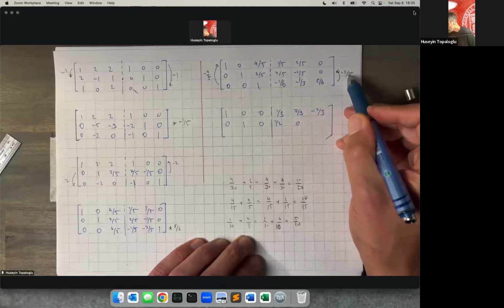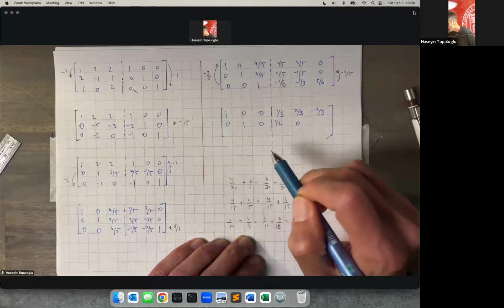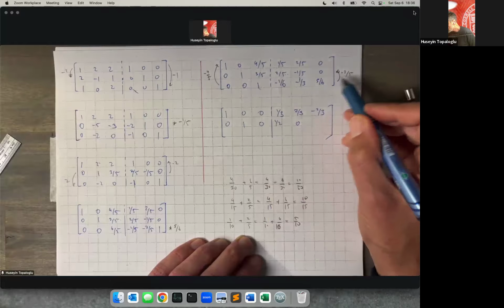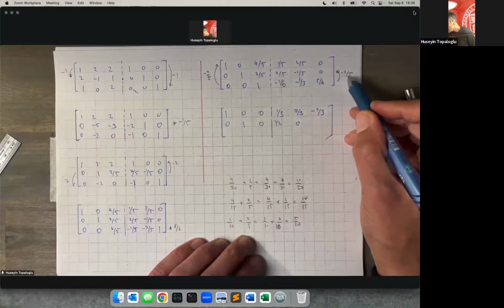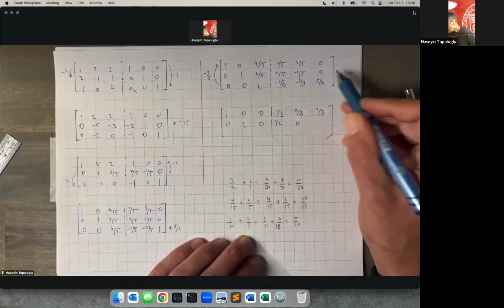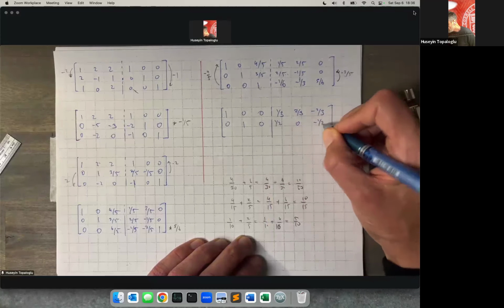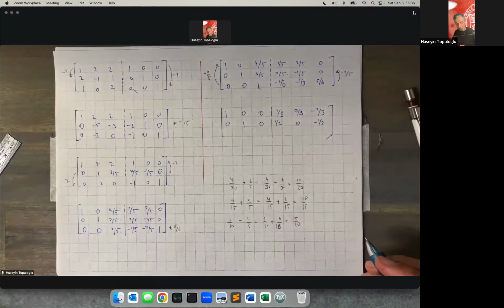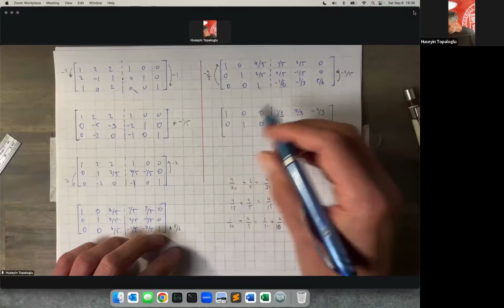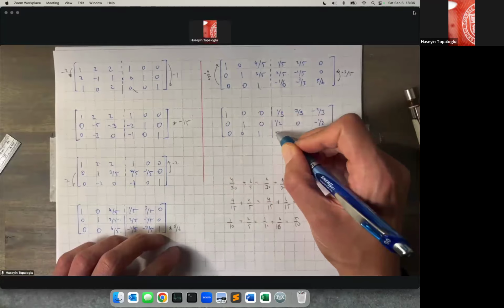Minus 1 over 3 times minus 3 over 5. That is plus 1 over 5, minus 1 over 5. That's going to give me a 0. 5 over 6 times minus 3 over 5. That is going to give us minus 1/2 plus another 0, minus 1/2. And finally, let's write down the last row as it is.